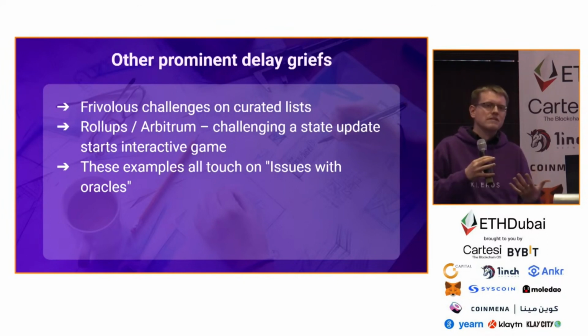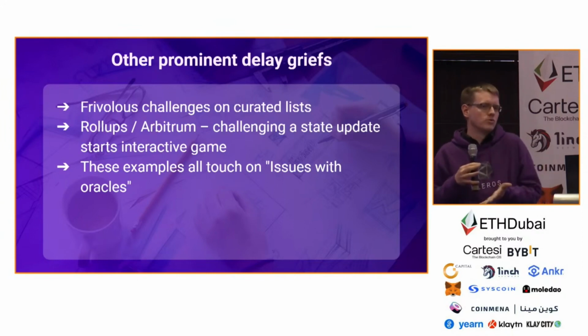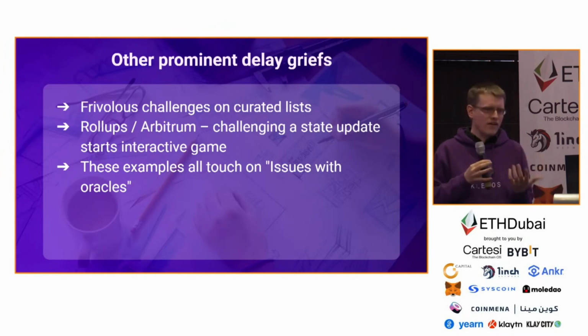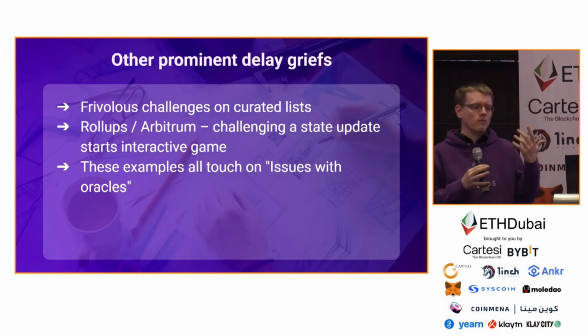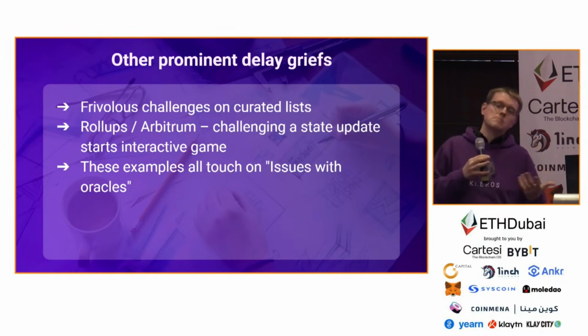In Arbitrum, if you squint and think abstractly, when you're doing a state update on L1, you're doing an oracle operation about what's happening on the L2. L1 doesn't know what the right answer to a dispute is. It doesn't know what the right state of L2 is until you tell it that information. And this process of telling it that information might be subject to delay griefs.